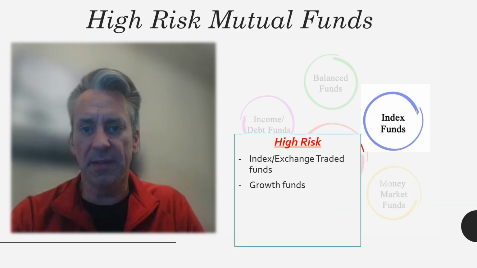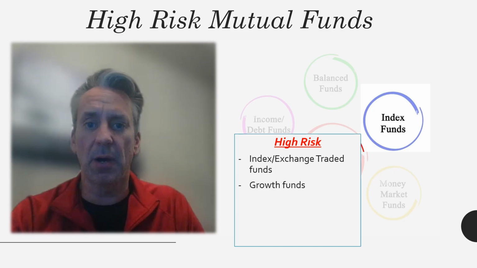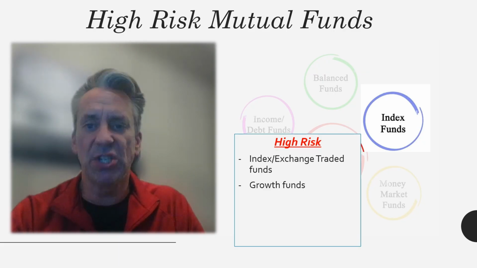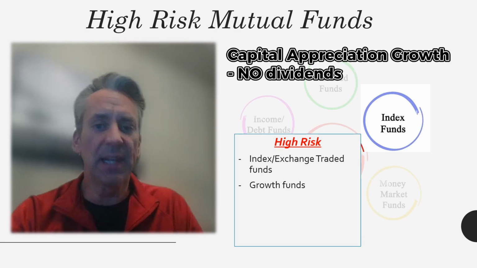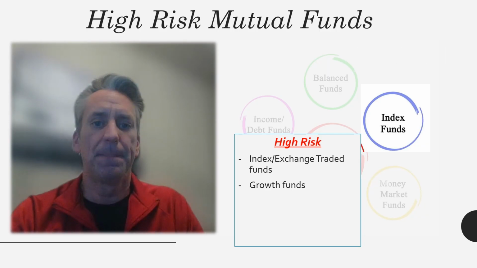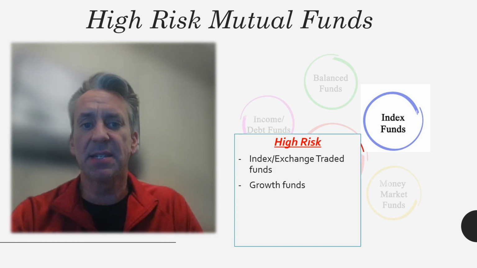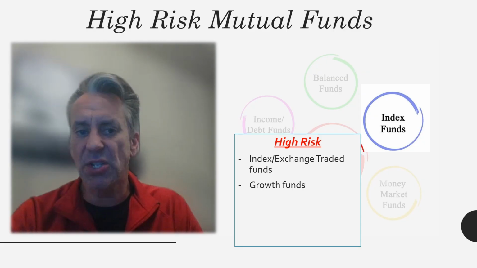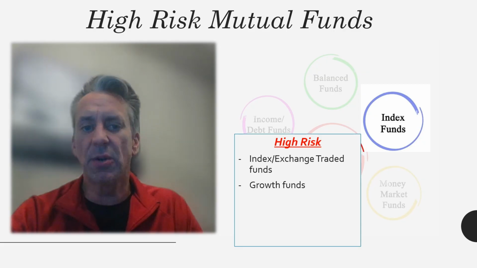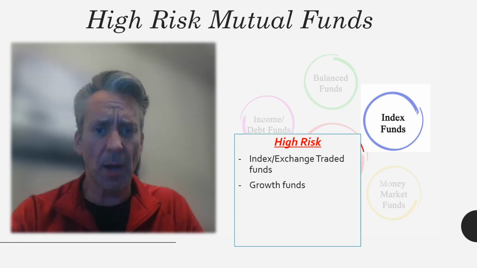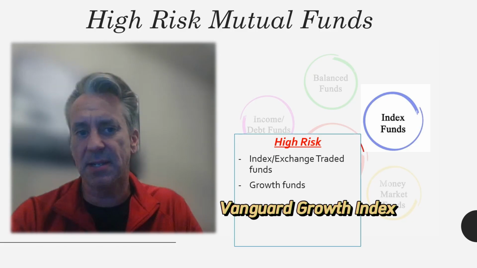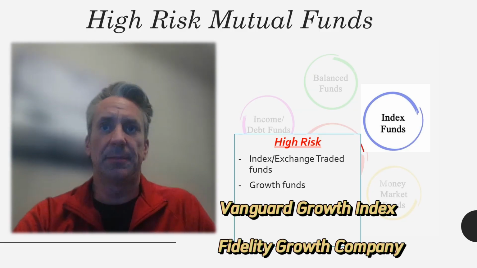Next would be growth funds, which are not shown in this illustration, but are at this level of risk as well. Growth funds are a diversified portfolio of stocks that has capital appreciation as its primary goal, with little or no dividend payouts. The growth fund portfolio mainly consists of companies with above average growth that reinvest their earnings into expansion, acquisitions, or research and development. A couple of mutual fund examples for growth funds are the Vanguard Growth Index and the Fidelity Growth Company.